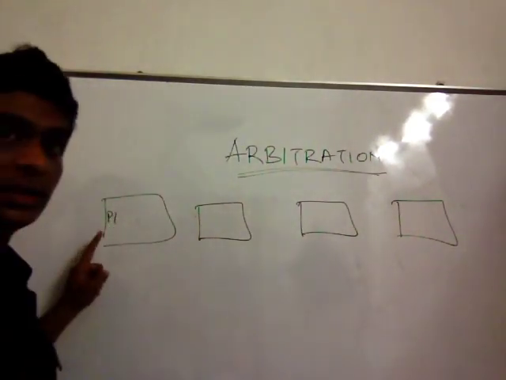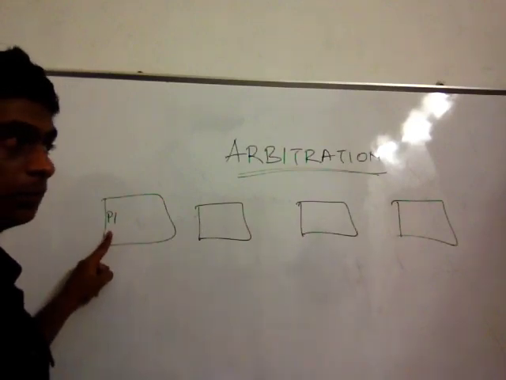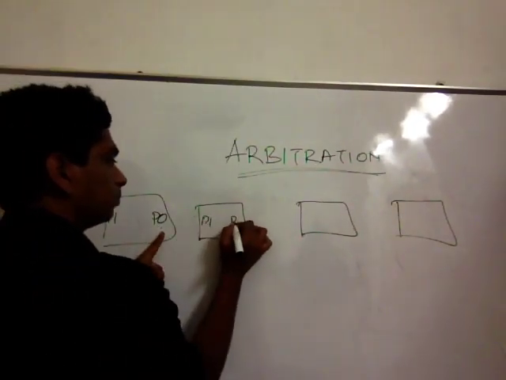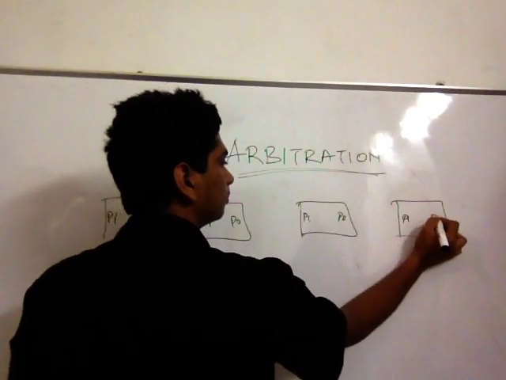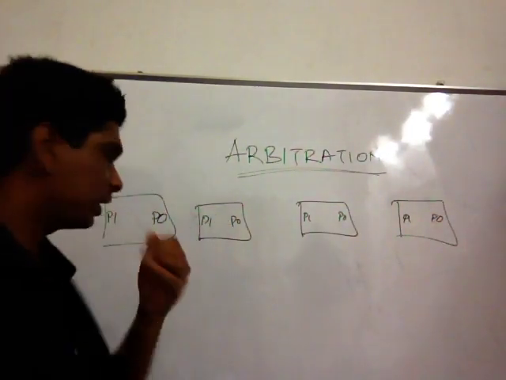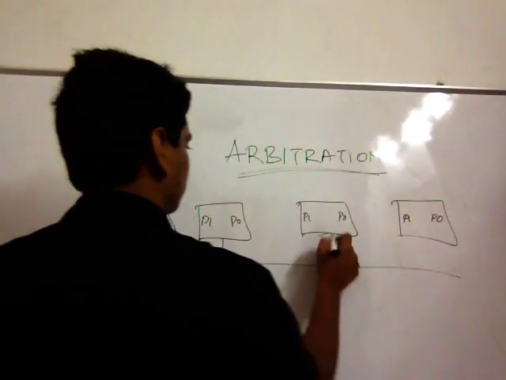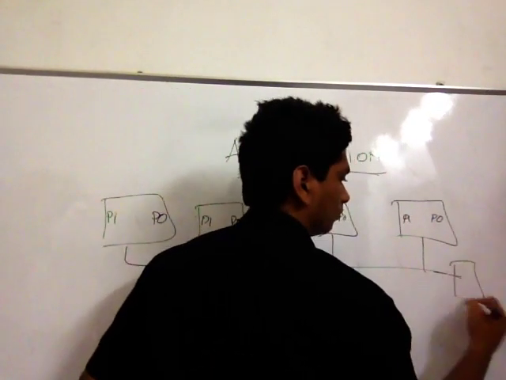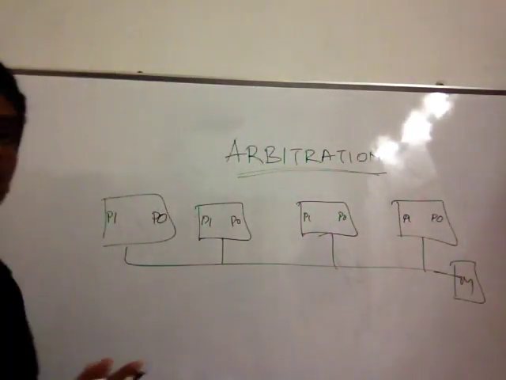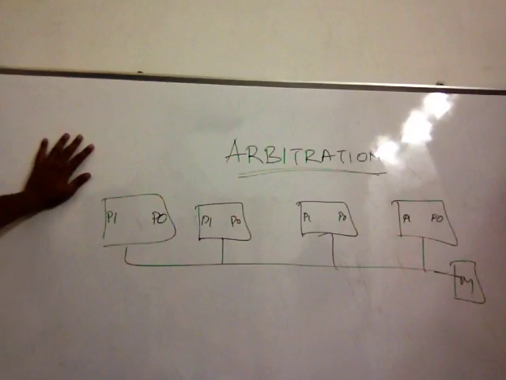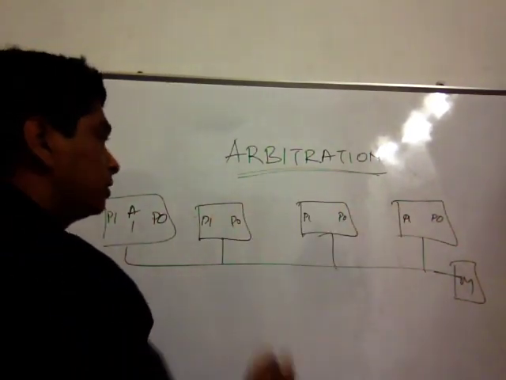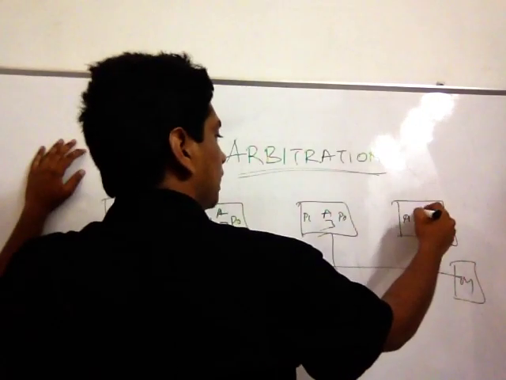There is a priority input, PI, and a priority output, PO. Every processor has it. And then there is your bus. At the end, your memory. This is arbiter 1, or your processor 1, whichever way you would like to call it. This is arbiter 2, arbiter 3, arbiter 4.